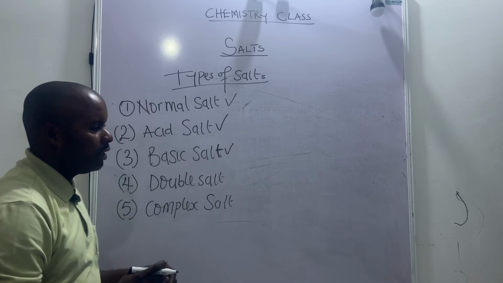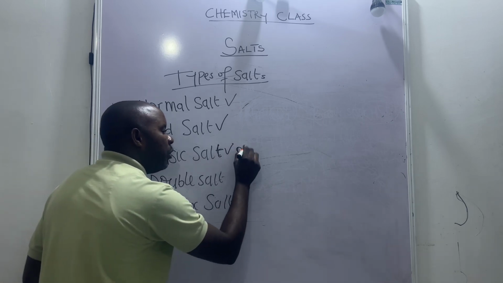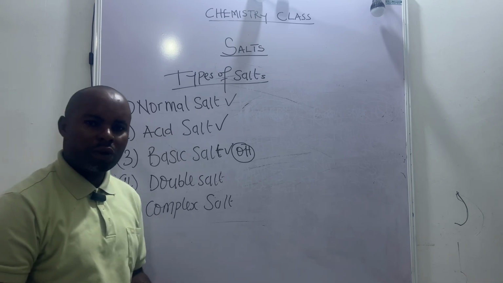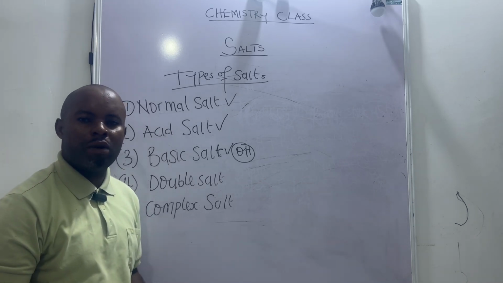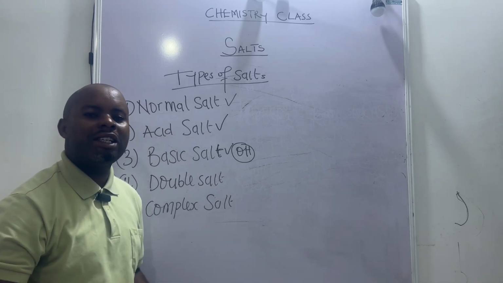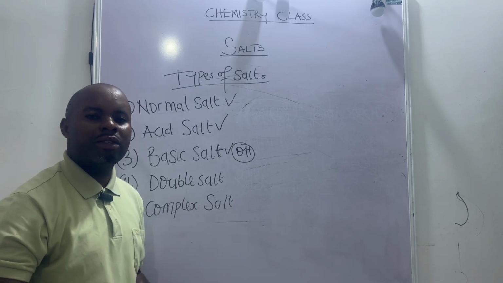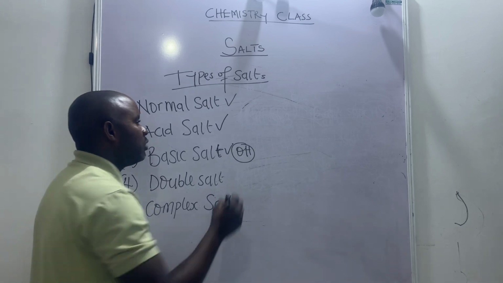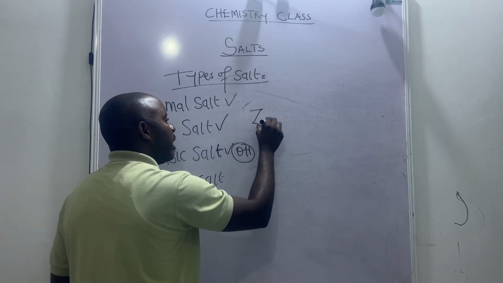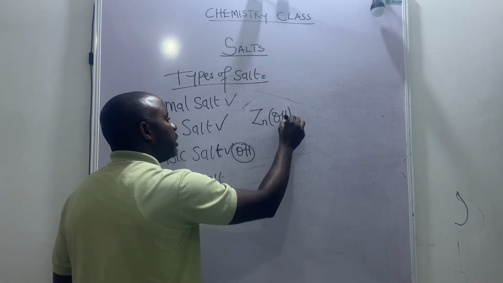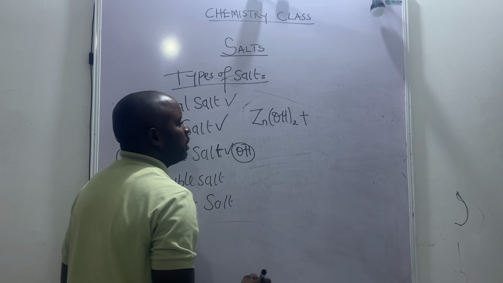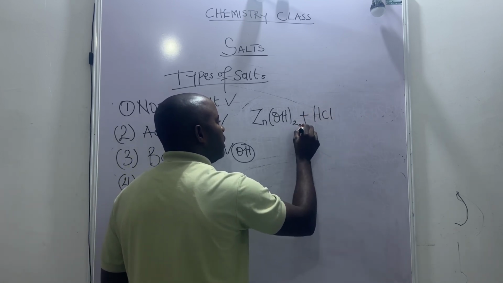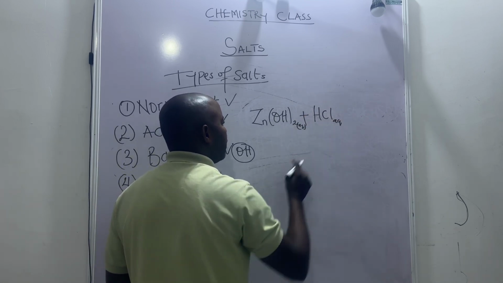The name basic means there will be an OH group in the compound. So what are basic salts? Basic salts are those salts that are formed when the acid is insufficient. The acid needed to complete neutralization of the base is insufficient. That is to say, let's use a very good equation. Let's use zinc hydroxide, Zn(OH)2, plus HCl.